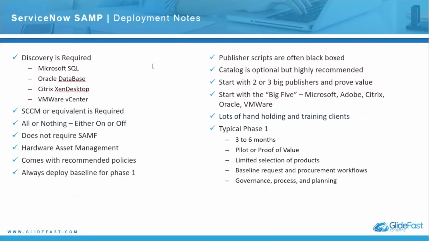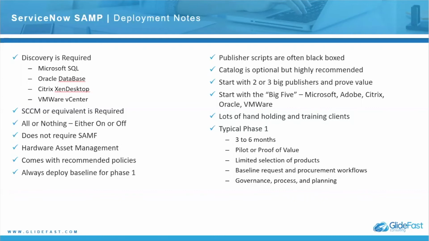And then a typical phase one, 3 to 6 months deployment. Usually that's a pilot or a proof of value. It has a limited selection of products that we're going to try to true up. We do baseline request and procurement workflows. Don't customize those right out the gate because you can get down a rabbit hole really quick. And then governance process and planning are probably the most important pieces that we do in phase one, laying the groundwork for what's going to come before long.